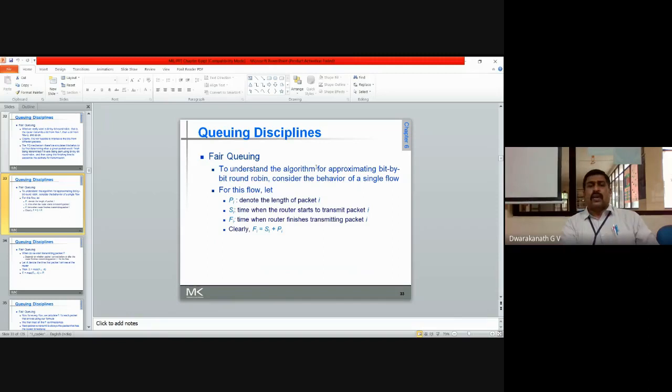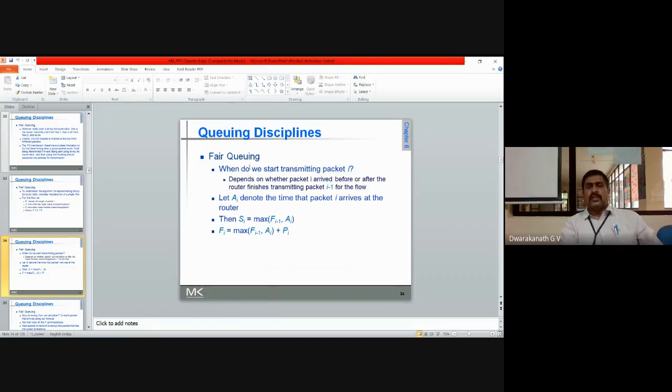Consider the behavior of a single flow first. For this flow, let Pi denote the length of a packet, Si the time when the router starts to transmit the packet, and Fi the time when the router finishes transmitting the packet. Clearly Fi, that is when the router finishes transmitting the packet, will be equal to the start time Si plus the length of the packet Pi, bit by bit. So that will be taken into consideration, Fi = Si + Pi.